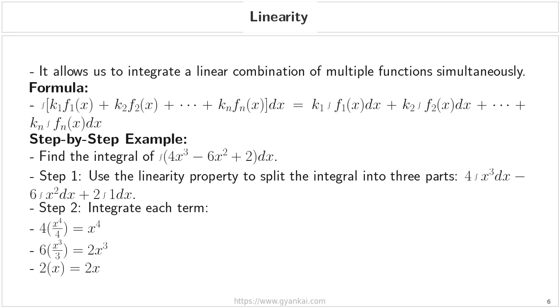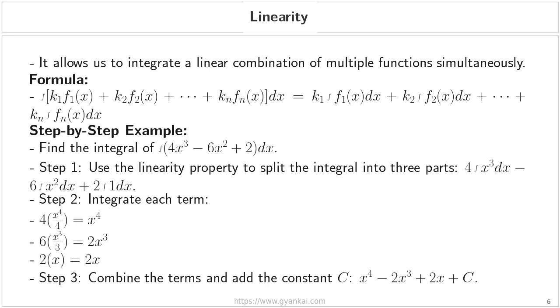Finally, we have plus 2 times the integral of 1 dx. The integral of 1 with respect to x is simply x. Multiplying that by 2, we get plus 2x. Step 3, combine the terms and don't forget to add the constant of integration, c. So, our final result is x to the power of 4 minus 2x cubed plus 2x plus c. And that's it. We've successfully integrated a polynomial using the linearity property.